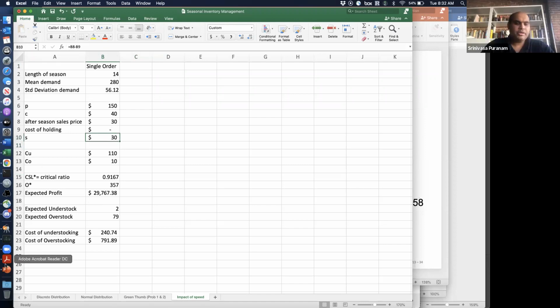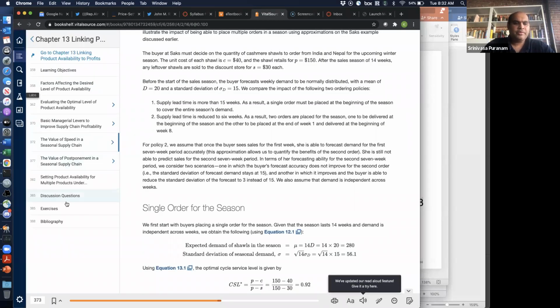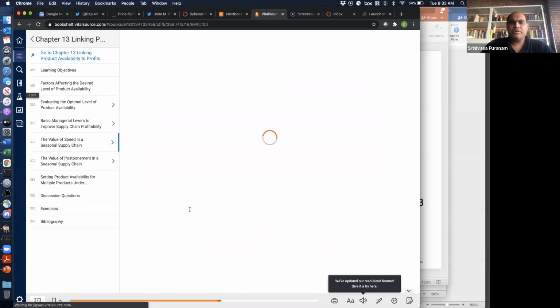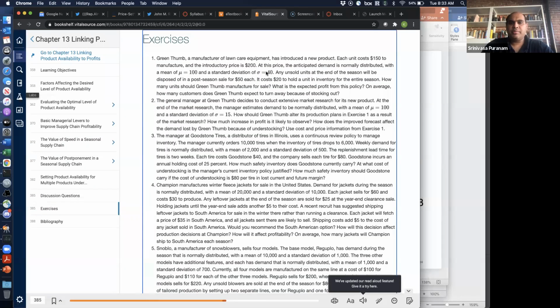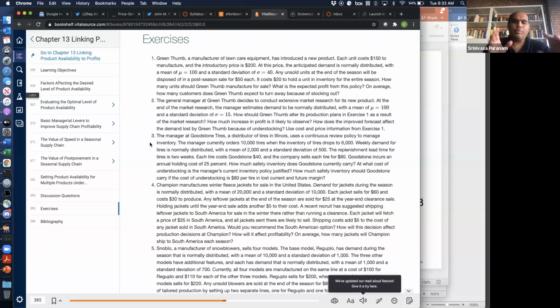Absolutely. For example, here, let me quickly show you this again. This was an example that we did, I think, a couple of weeks ago. This was the Green Thumb example. It says any unsold units at the end of the season will be disposed of in a post-season sale for $50 each, and it costs $20 to hold a unit of inventory for the whole season. So you'll know what the holding cost is. You're able to see my textbook, right? So it's not an opaque thing. All the data will be there.